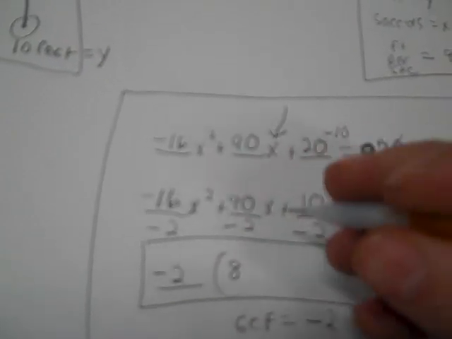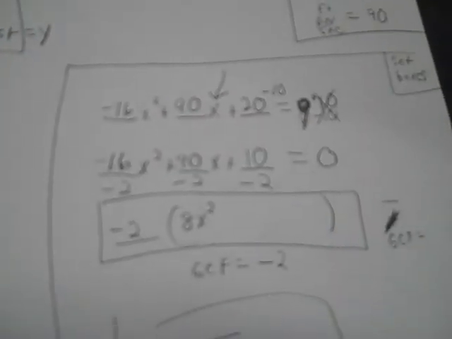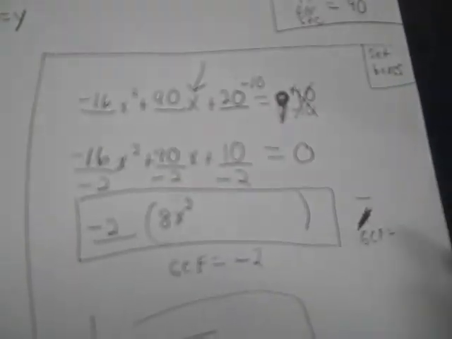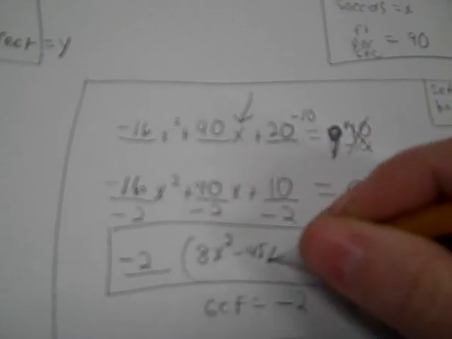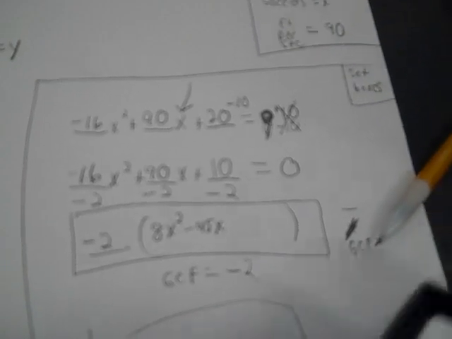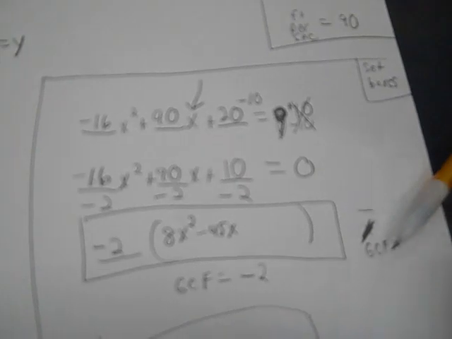So we take negative 16. Here, I'll show you the calculator. Make sure you got it. So I take negative 16 divided by negative 2, and that's positive 8. And then the x to the second is still connected to the 8. Then I take positive 90 divided by negative 2, and that's negative 45. So minus 45, x is connected to 45. And then I take positive 10 divided by negative 2, and that's negative 5.